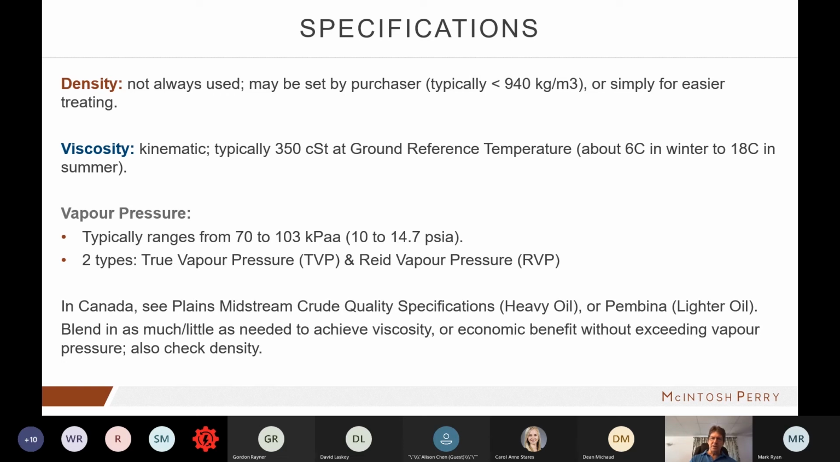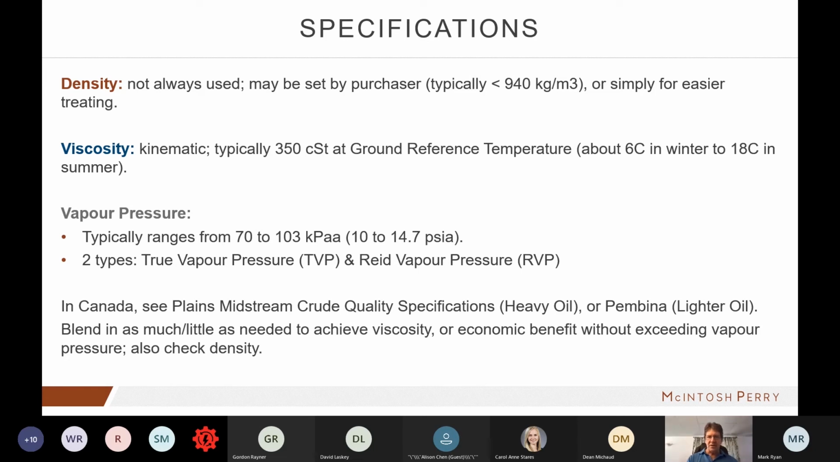If you are blending for your own reasons, for example, I mentioned you might do that to make treating easier or for your own pipelining, then you might set your own density here based on reducing density and reducing viscosity to make your pipeline transport easier. So it depends again on the motivation, but specifications then might set this number.